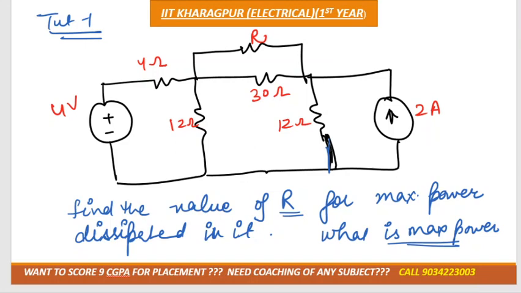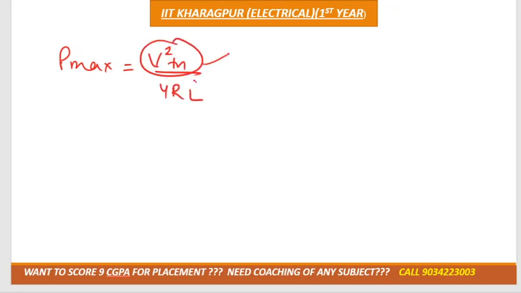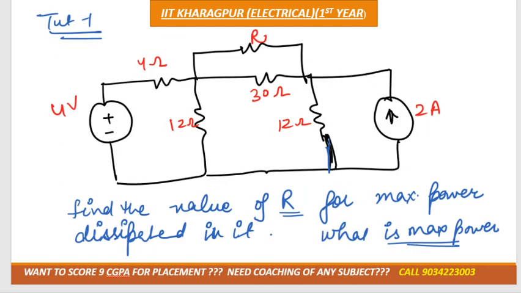That is P max equal to VTH squared divided by 4 RL. So ultimately we need to calculate VTH and ultimately calculate RL, right? And RL is equal to RTH only. So let's move towards the question.